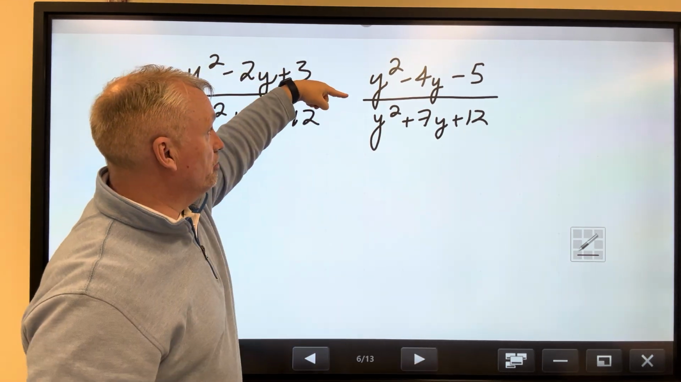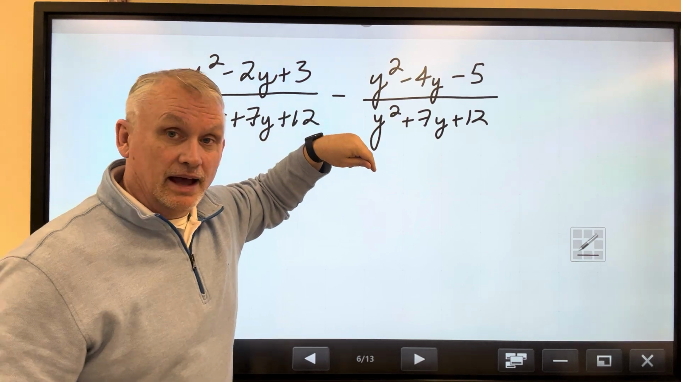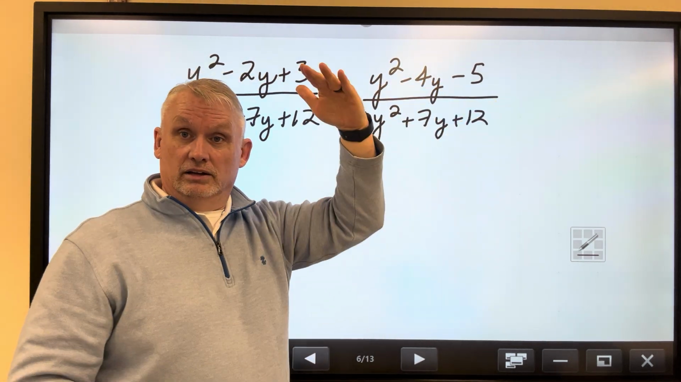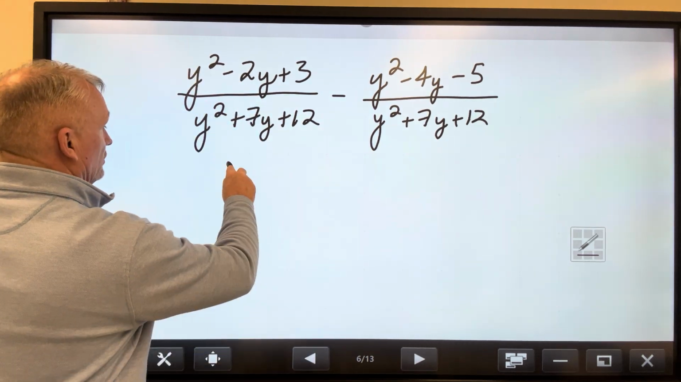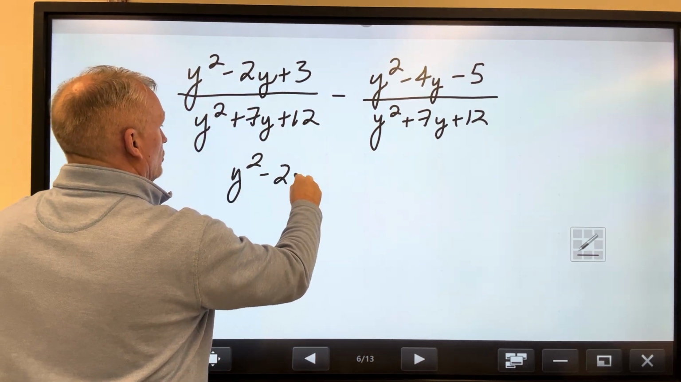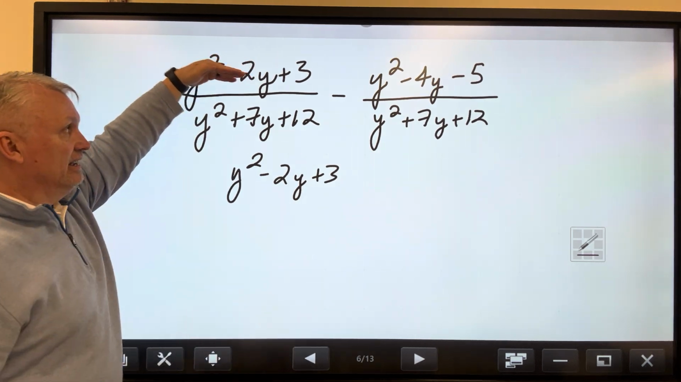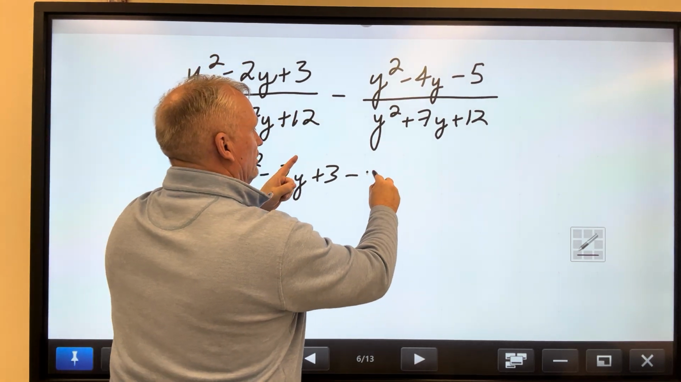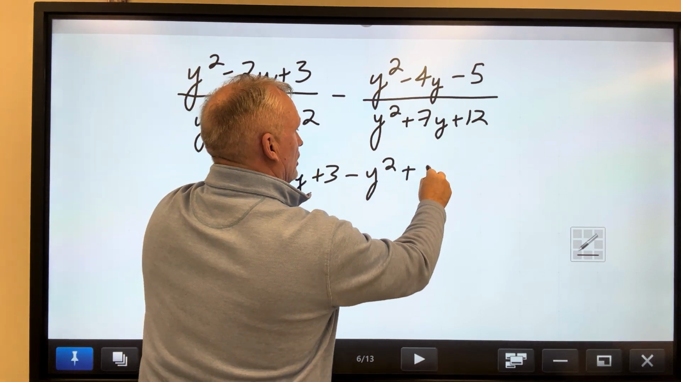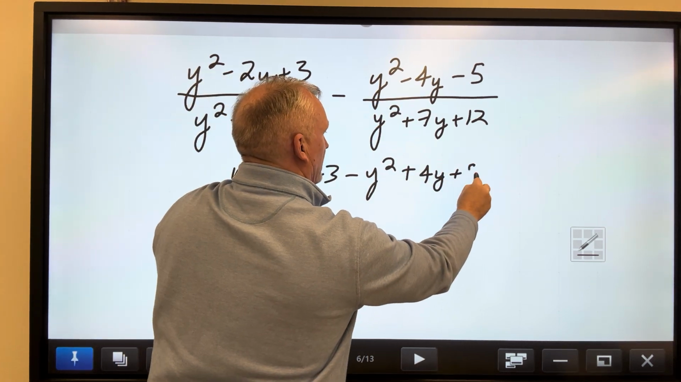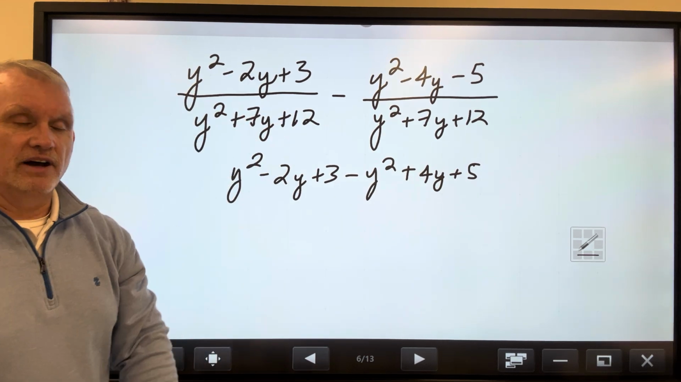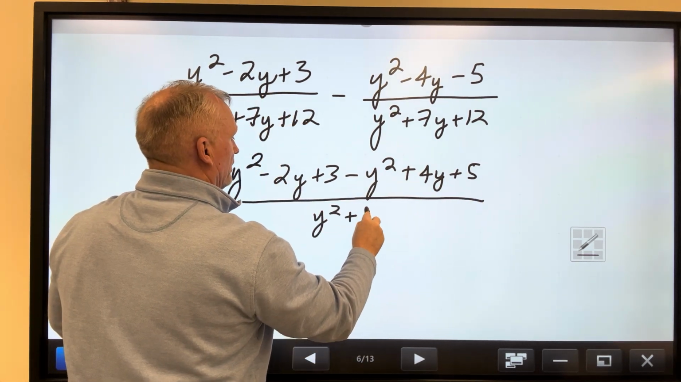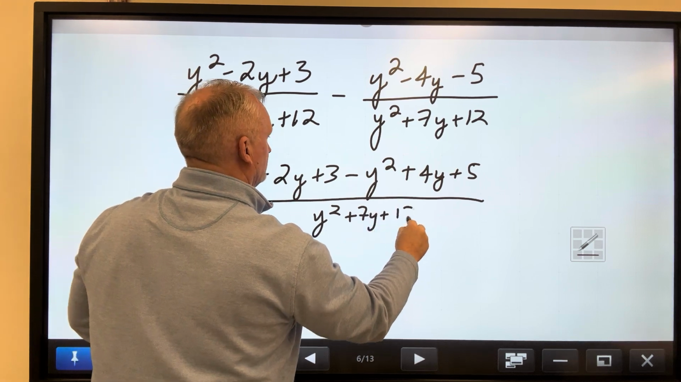But now I've got this minus. If you have a minus, it changes all the signs that follow, just in the numerator. Okay? So I have this: y squared minus 2y plus 3. This numerator stays the same. We're all good. Minus y squared plus 4y plus 5. Notice, changed all the signs that followed. By the way, it's all over y squared plus 7y plus 12.